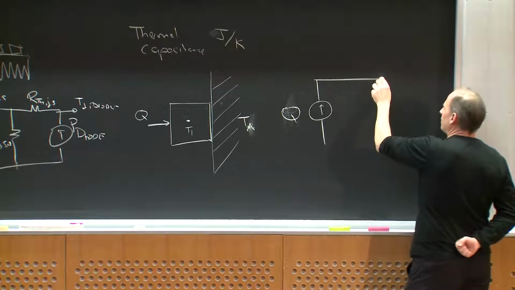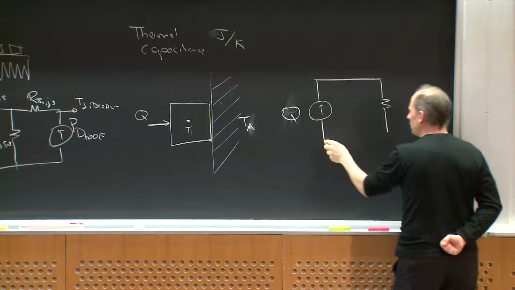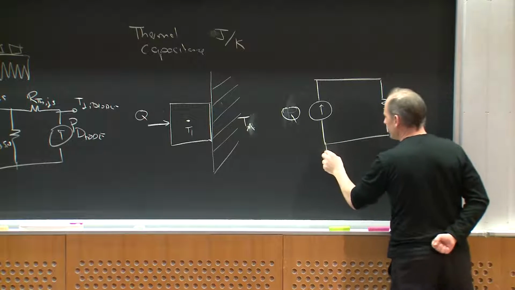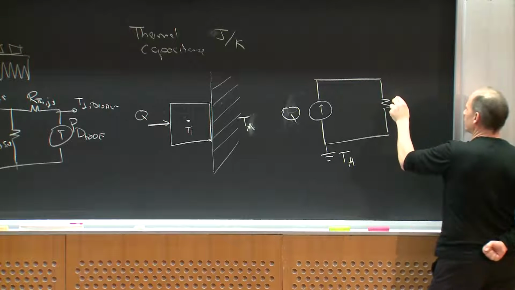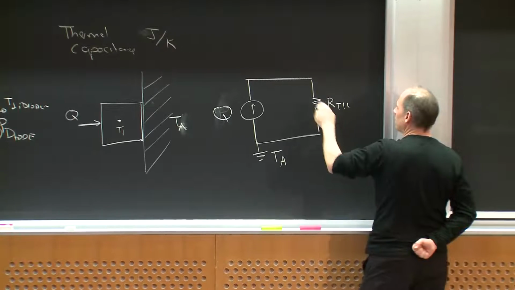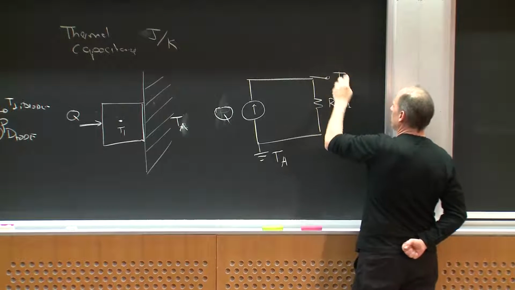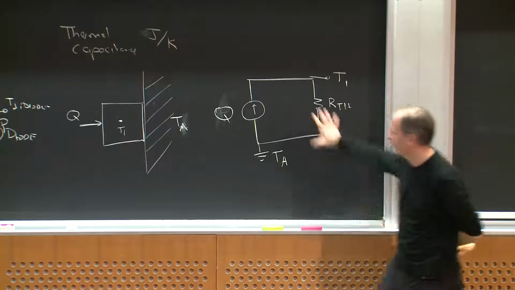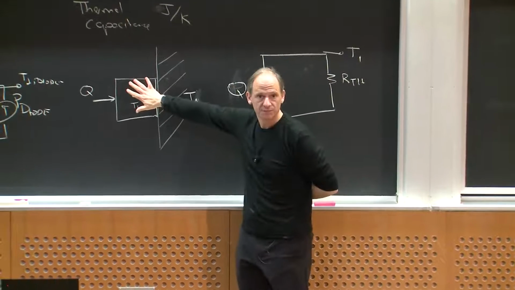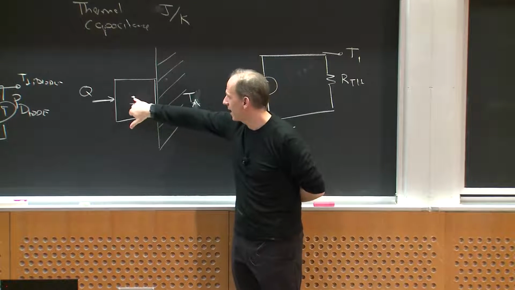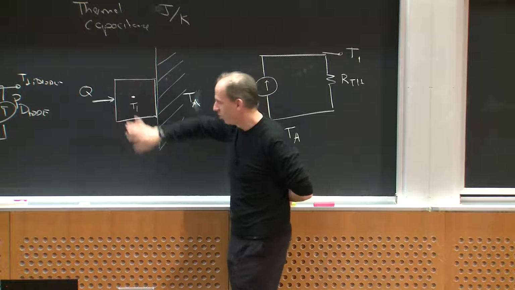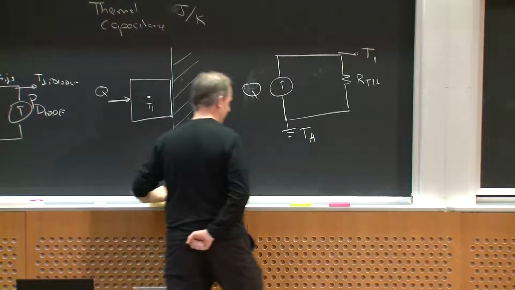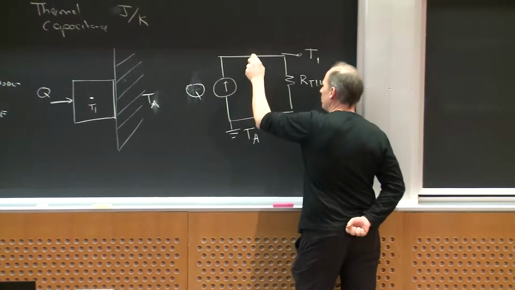Then I have, if this is T ambient, right? This is RTH, and this is T1, right? So this is the thermal model in steady state for this thing, okay? How do I account for the fact that this thing has some thermal mass and takes time to heat up? Well, I find out what its thermal capacitance is, and I put it right here.